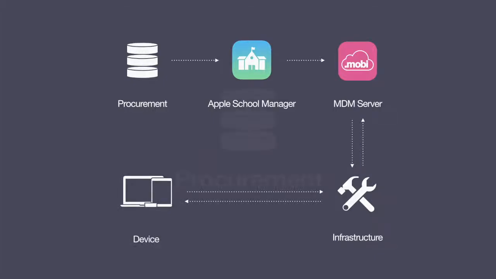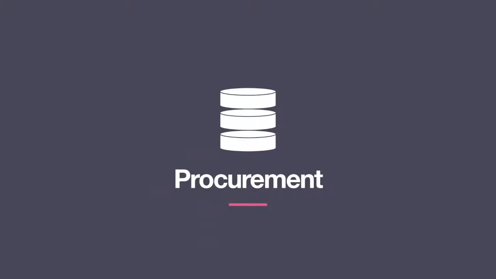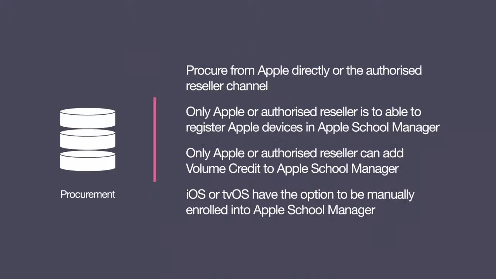So let's get going. Okay, procurement, the building blocks to your Apple deployment. Please ensure you procure all your hardware directly from Apple or an authorized reseller. Only Apple or an authorized reseller is able to give you registered devices in Apple School Manager. It's important as macOS devices procured via an unauthorized reseller are unable to be put into Apple School Manager, and this will cause you headaches later on down the line. This is due to device supervision.